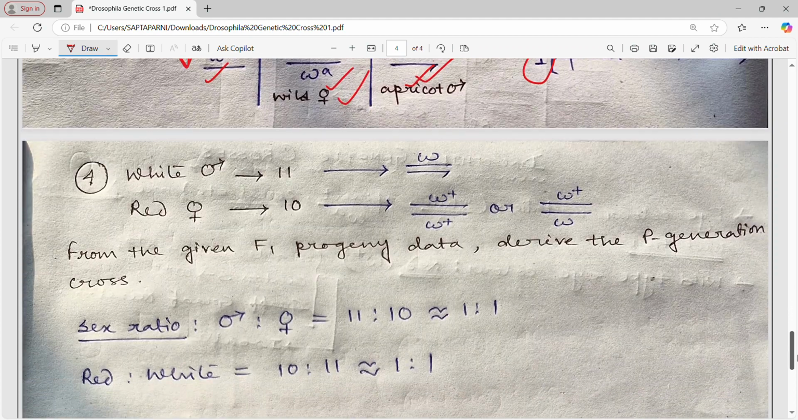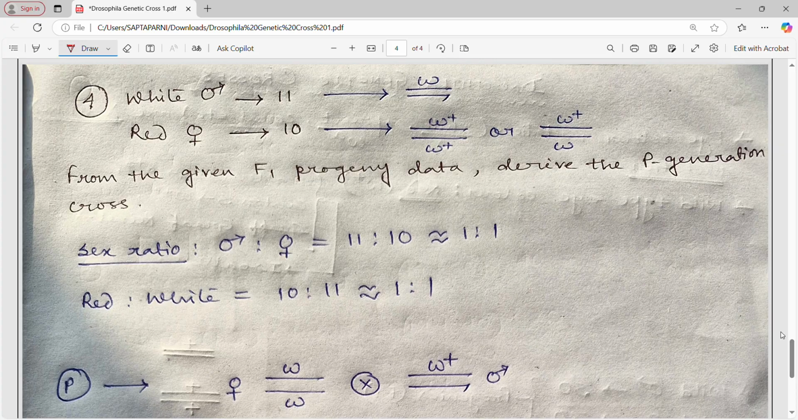Now going to another cross, and the last cross of this session. See here, the F1 progenies are white male and red female, 11 and 10 in number. And you have to derive the same thing, the P generation cross here. See, white male, that means the male will have Y chromosome and on the X chromosome there should be W allele. Red female could contain W plus on both the X chromosomes, or it may contain W plus on one X chromosome and W on another X chromosome.